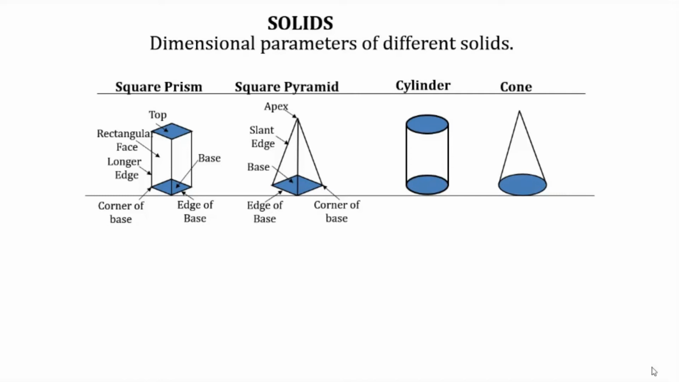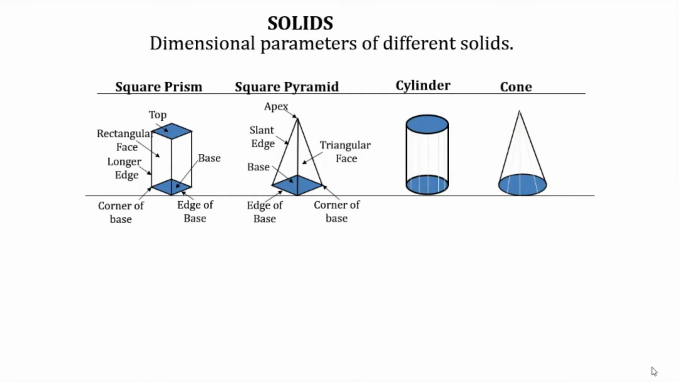So these terms, or these parameters, you should remember, because the questions will be based on these: edge of the base, corner of the base, slant edge, apex, etc. And this is a triangular face. In the case of a square pyramid, there will be 4 triangular faces.